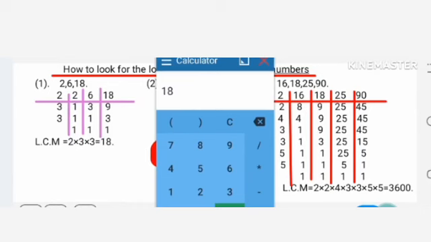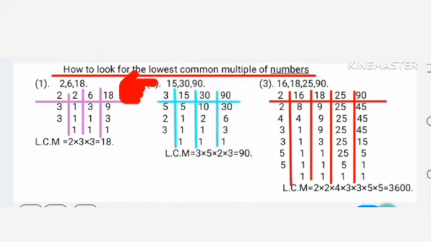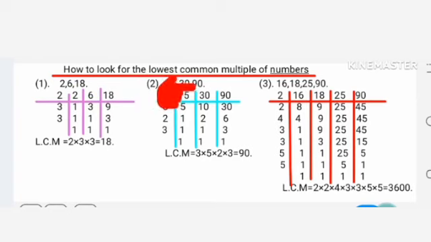So let's go to number 2. Number 2 here we have 15, 30 and 90. Now what I want to explain here is still the same process, the same trick that we just dealt with. You know that 90 can be divided by 15 and 90 can also be divided by 30. That means 15 and 30 are factors of 90. And that's exactly what we're going to do again.